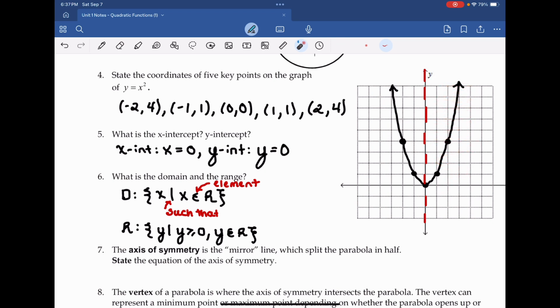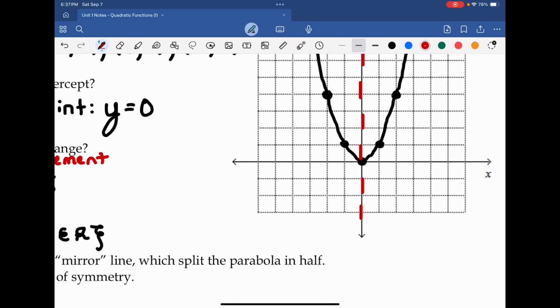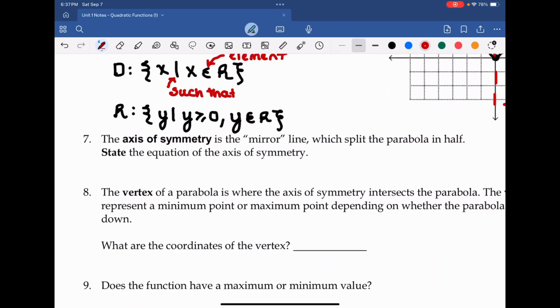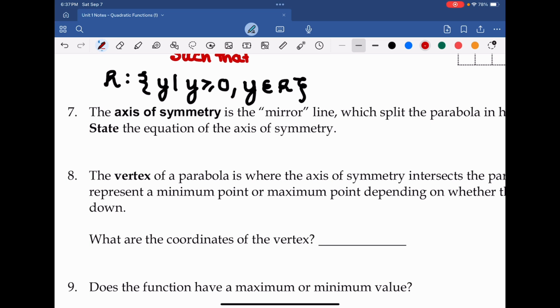And so we call this the axis of symmetry, and it's always defined in terms of x. So we say, what is the x value at this location? It's where x is equal to 0. Therefore, the equation of the axis of symmetry, which is the way of saying "state the equation of the axis of symmetry," is going to be where x is equal to 0.